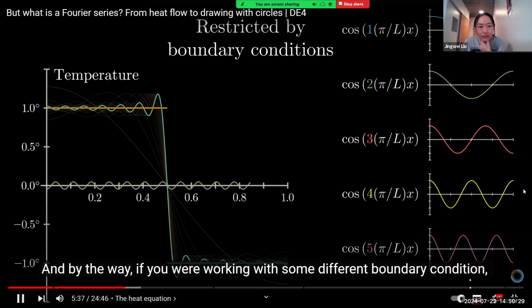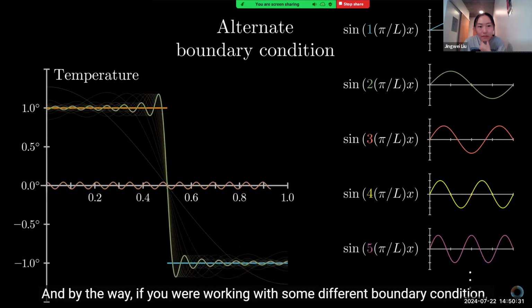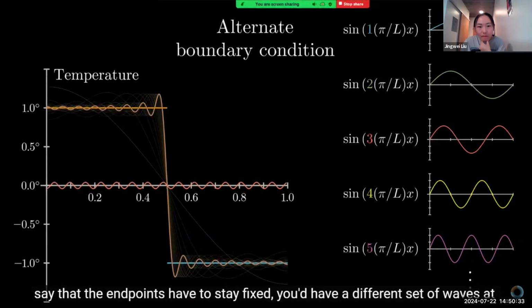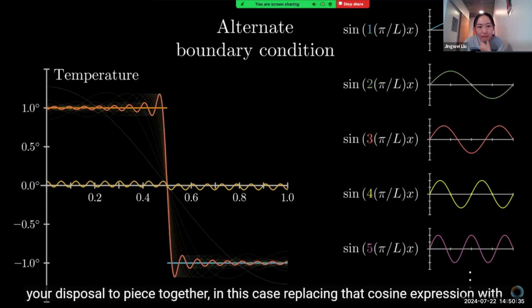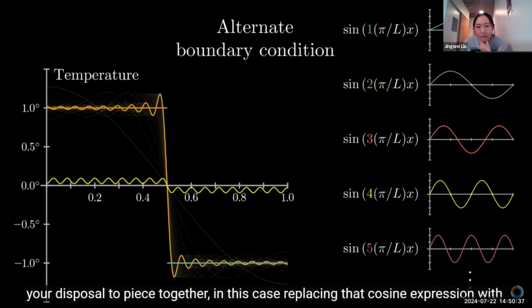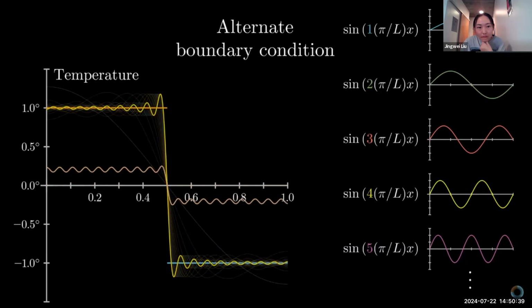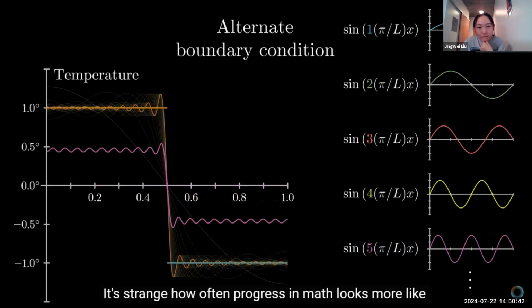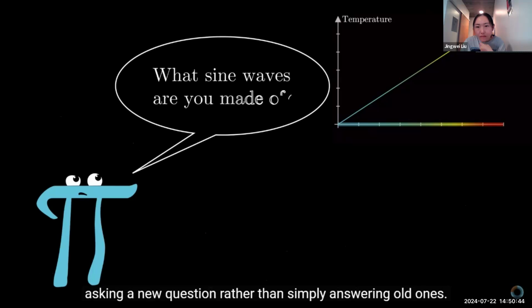And by the way, if you were working with some different boundary condition, say that the endpoints have to stay fixed, you'd have a different set of waves at your disposal to piece together. In this case, simply replacing that cosine expression with a sine. It's strange how often progress in math looks more like asking a new question rather than simply answering old ones.